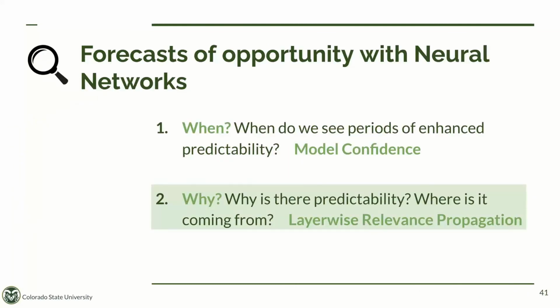So why is there predictability in the first place? Where is it coming from? We can use layer-wise relevance propagation to address this, and we find that this predictability is coming from the Madden-Julian oscillation, and then also we find this new forecast of opportunity located just west of Hawaii, which may also be used to increase prediction skill over the North Atlantic on 3-week timescales.